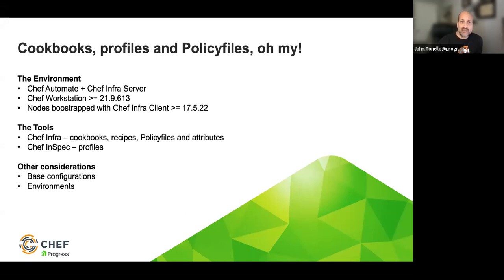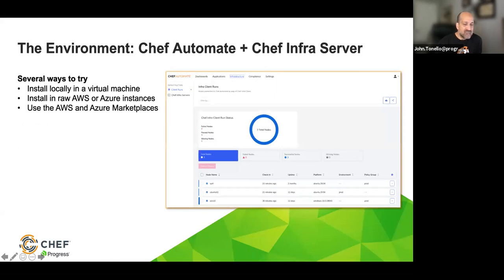On the nodes, I've bootstrapped them with the latest Chef Infra Client, and this is the bleeding edge release of 17.5.22. The tools: I'll be creating some cookbooks and showing you the recipes, policy files, and attributes, and the InSpec profile, which is now part of this. The base configuration is common tools. I don't have anything special configured here.